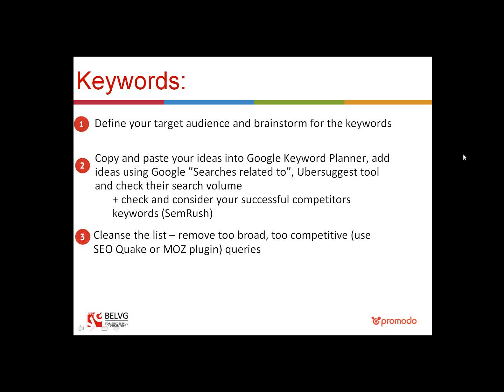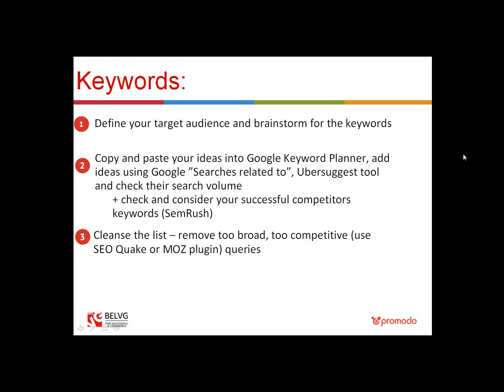First of all, define your target audience and the landing pages for your target audience, and brainstorm appropriate keywords. If your imagination is not that huge, you can use Google's searches related to, or the Ubersuggest tool. Ubersuggest is a terrific free tool which will provide you with more than 100 synonyms for each key phrase. You can also use SEMrush for the keywords your competitors are using.